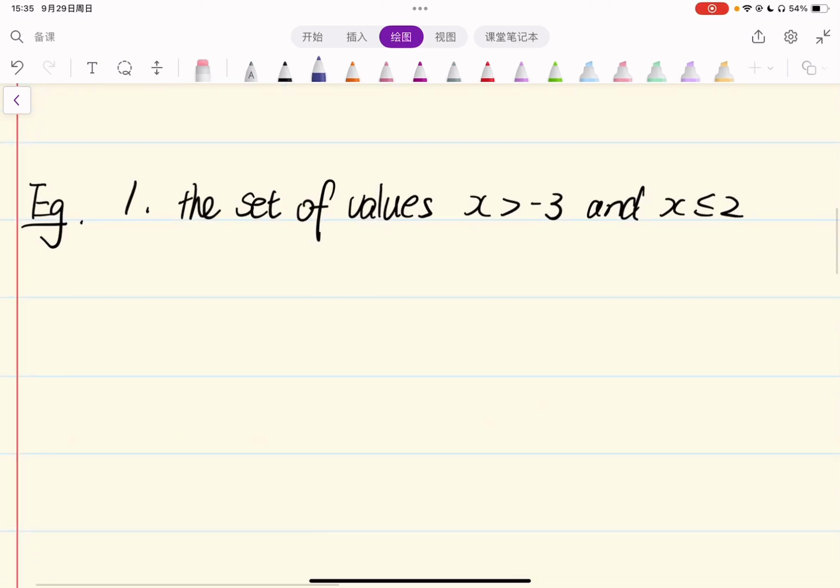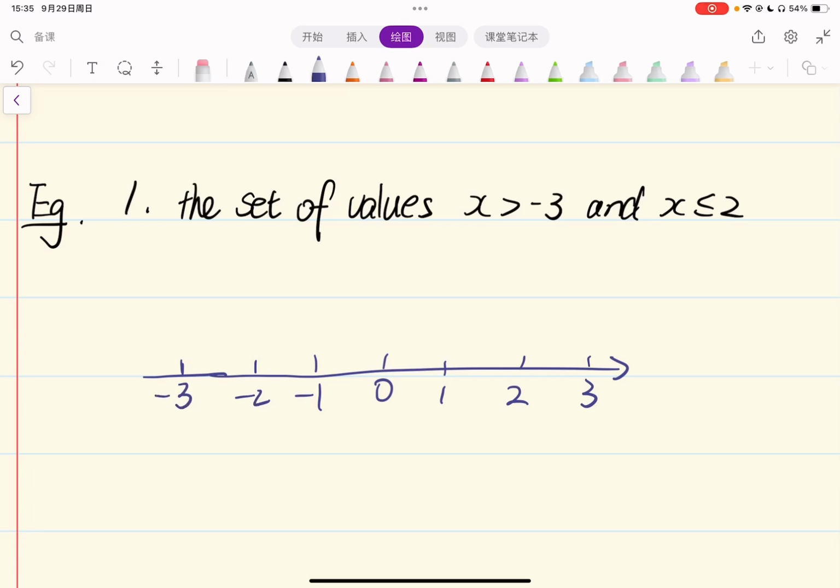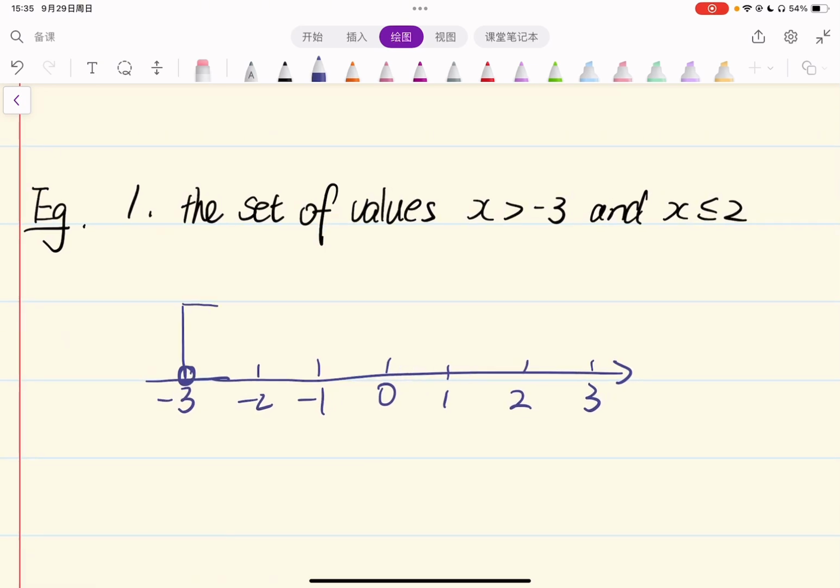Firstly, we need to draw a number line. We have 0, 1, 2, 3, and here -1, -2, -3. The first inequality is x greater than -3, so we find the point -3. When you see greater than, you need to use the empty dot. Greater than means the right-hand side, so for the right-hand side of -3, that is x greater than -3.